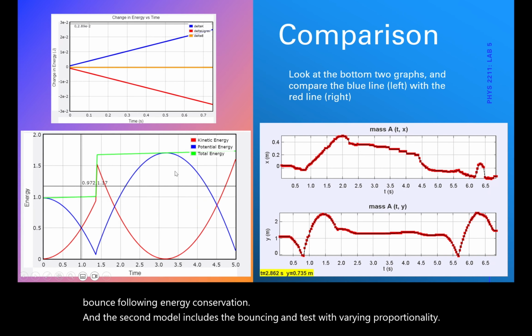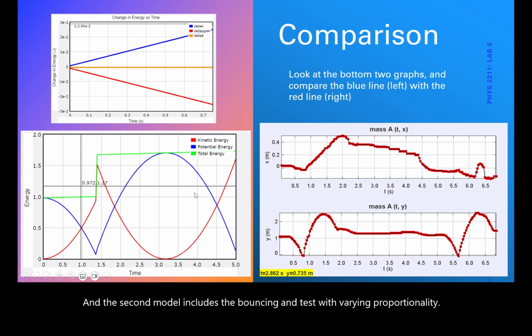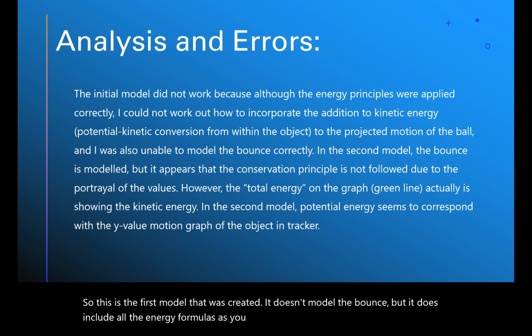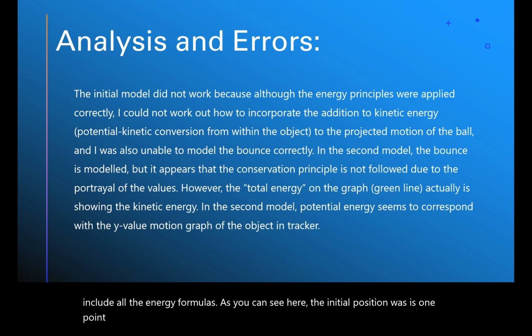So comparing the two graphs, you can see the potential energy curve on the simulated model seems to correspond with the Y value tracking from Tracker, so that seems to suggest that the computational model was effective. So analysis and errors. The initial model did not work because although the energy principles were applied correctly, I couldn't really work out how to incorporate the additional kinetic energy in the projected motion of the ball, and also was unable to model the bounce correctly.